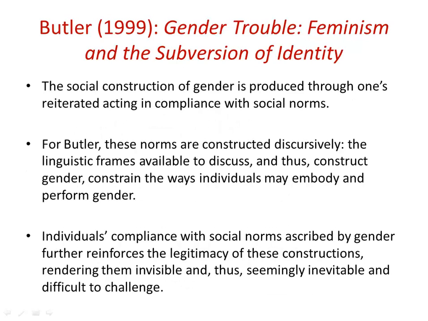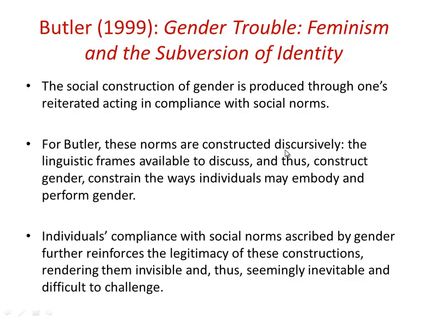So we're going to move now to Judith Butler and her book Gender Trouble: Feminism and the Subversion of Identity. Butler argues that the social construction of gender is produced through one's reiterated acting in compliance with social norms. She's drawing a lot from concepts that West and Zimmerman lay down, this idea that gender is something performative, something that is done, not something that just exists. For Butler, these norms are constructed discursively. The linguistic frames available to us to discuss and thus construct gender constrain the ways individuals can embody and perform gender.